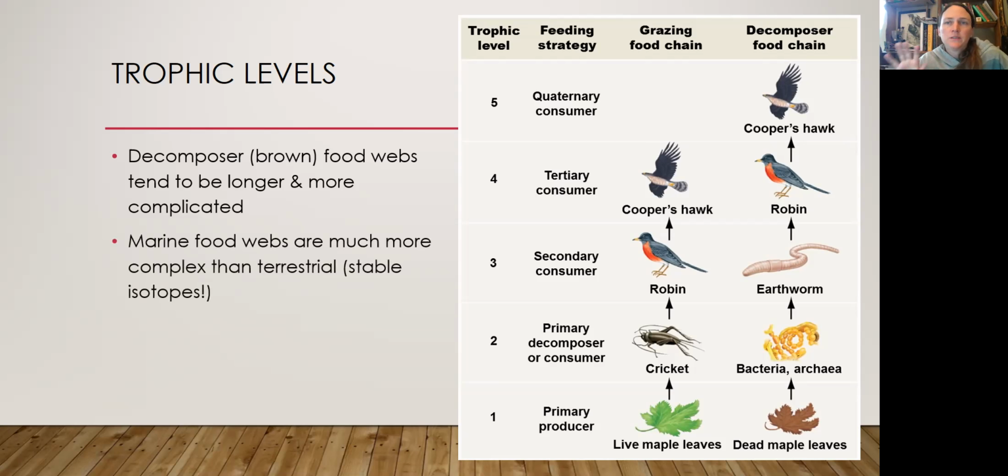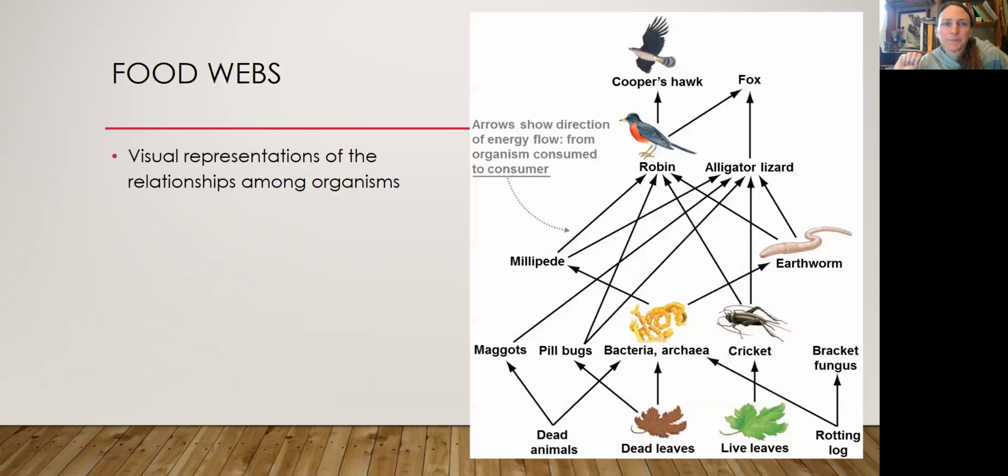And then this is a terrestrial food chain, but what's really interesting is when we move into marine systems, marine food webs are much more complex than terrestrial food webs. And this has some implications for some stable isotope chemistry that's really fun and cool. And hopefully we'll get to talk about that.